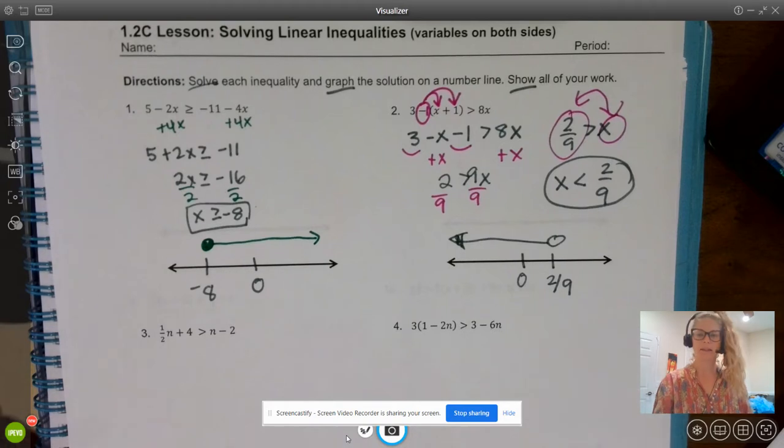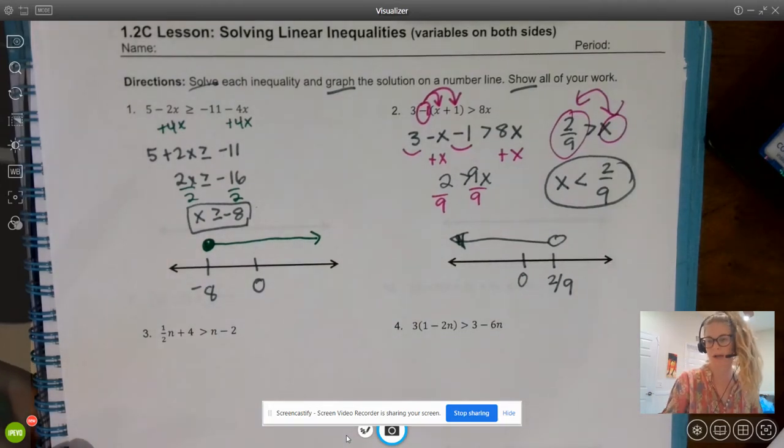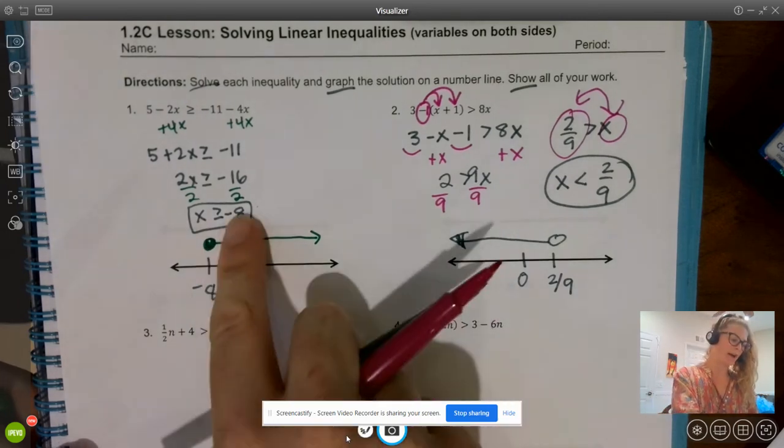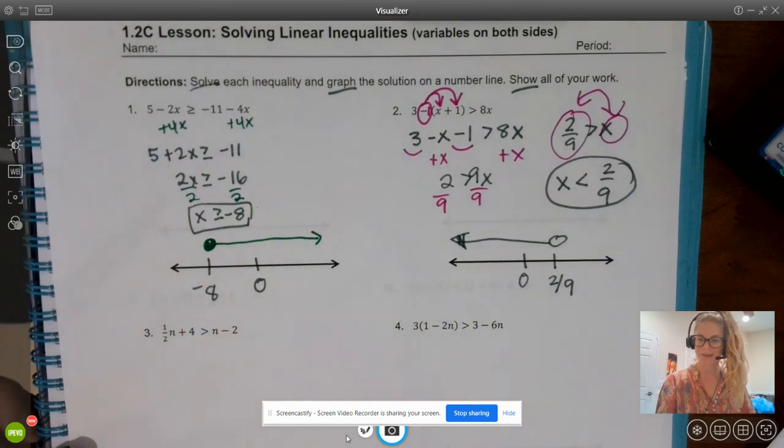Perfect. At this point, if you feel confident and don't need any more explained, you can keep going and just check your answer. So you can use this video to pause, rewind, fast forward. You just do want to check your final solution set and your graph for each one of these before you turn this in.